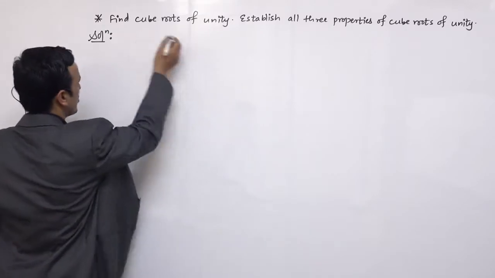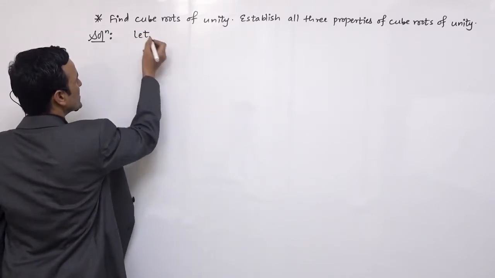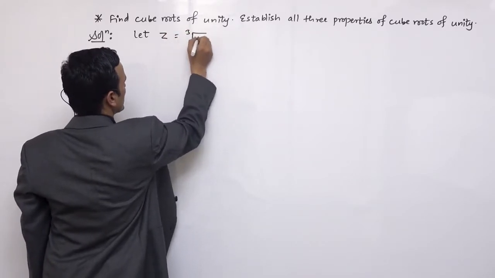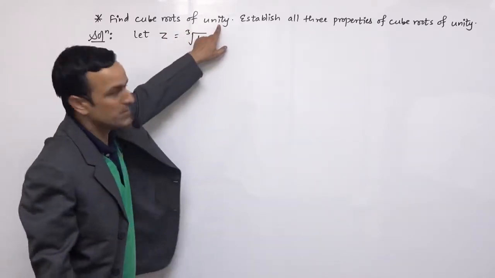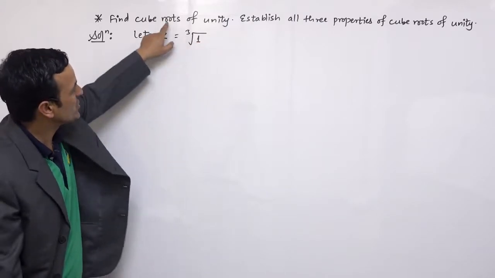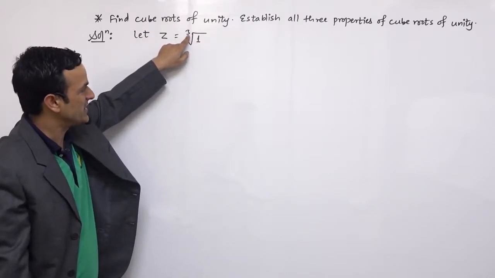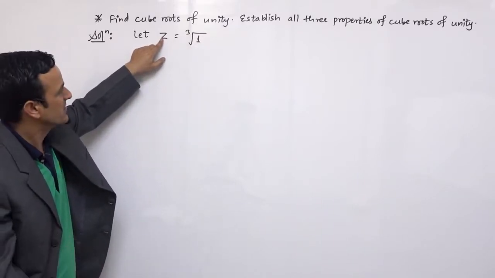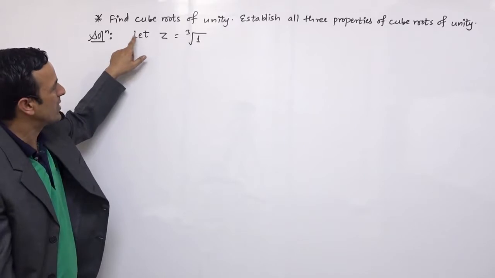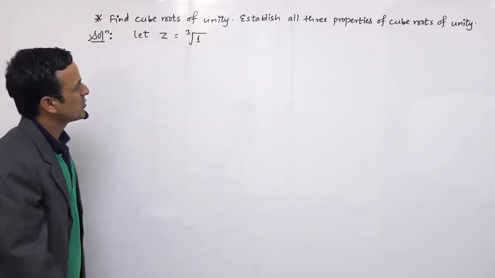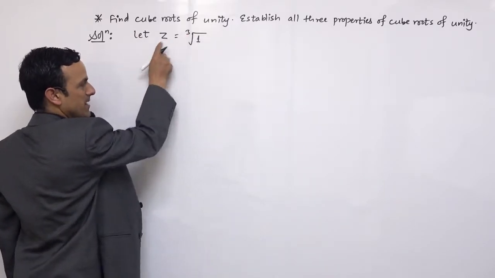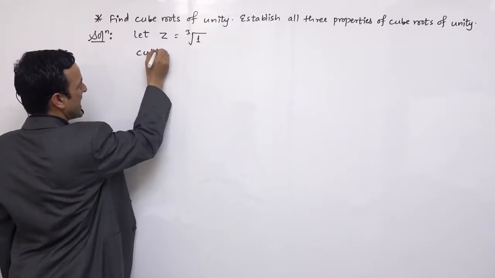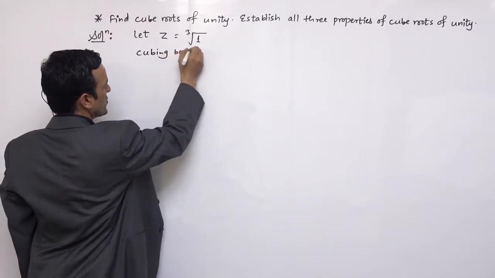Also prove it. So let's write, let Z be the cube root of 1. So unity means 1 and its cube root is written like this, cube root of 1, and it is Z. It is our supposition. Question ले demand गरेको कुरालाई हामीले Z मानौं र यसपछि हामी क्यूबिङ गरौं. Cubing both sides.